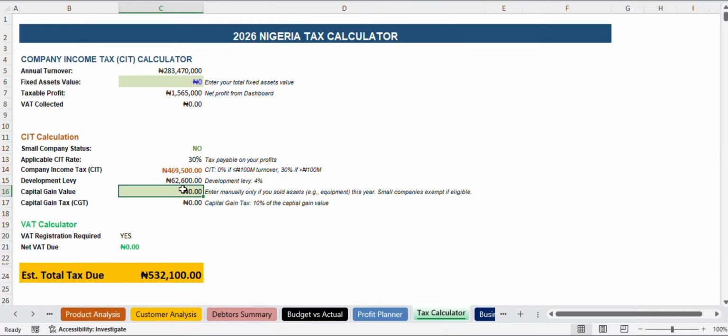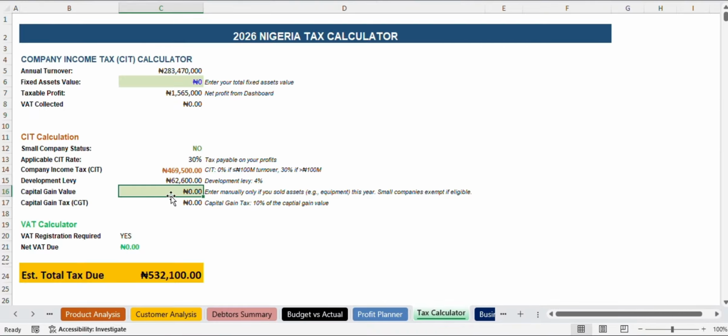Capital gain, in case you sold an asset, right? Not your goods. You sold an asset, let's say the building which you have, and when you made that sale, you made some profit there. So you just state what that profit is, not what you sold. State the profit you made from that capital sale. Then the tax is 10%. So let's give an example.